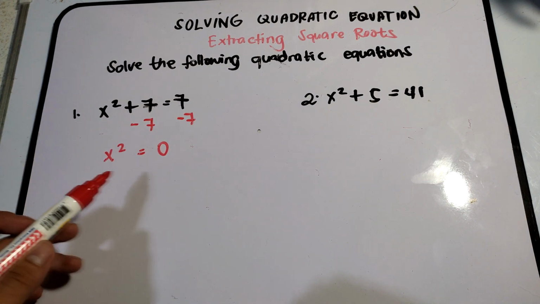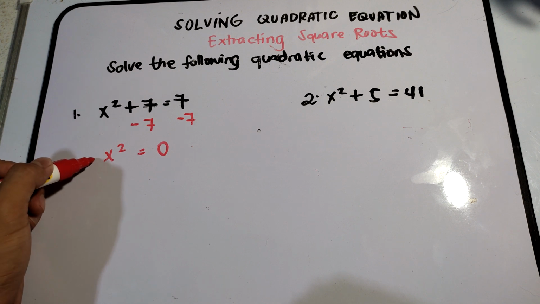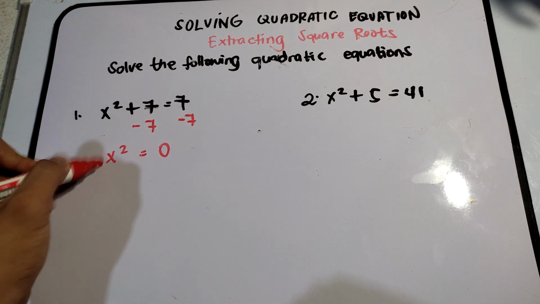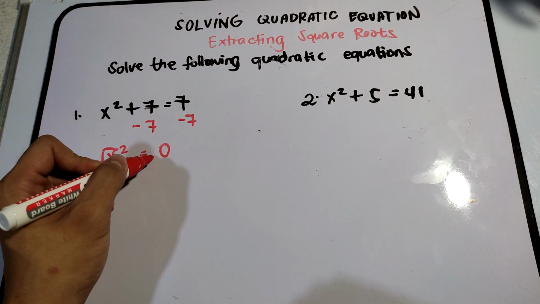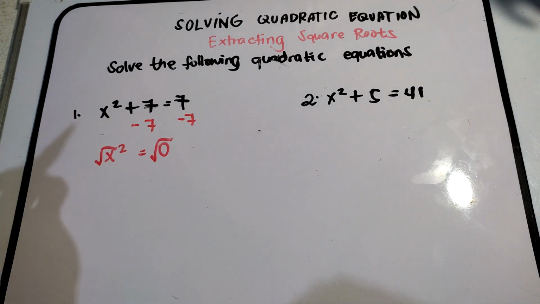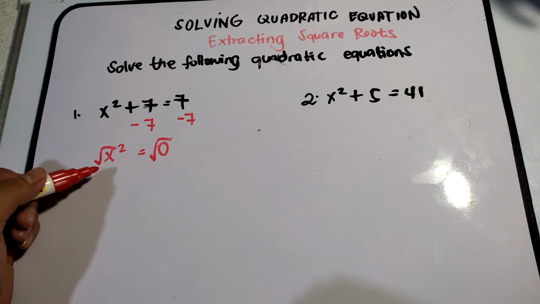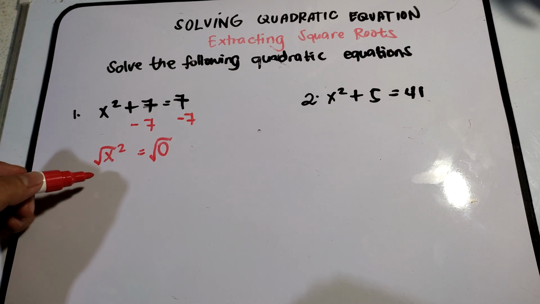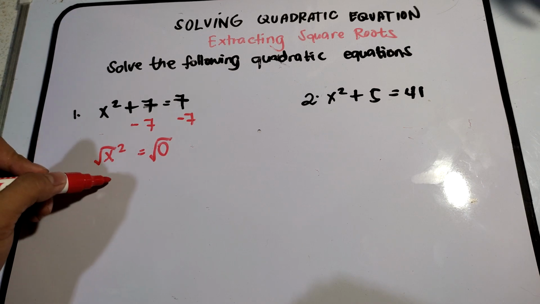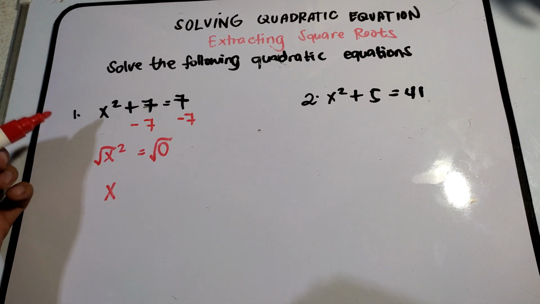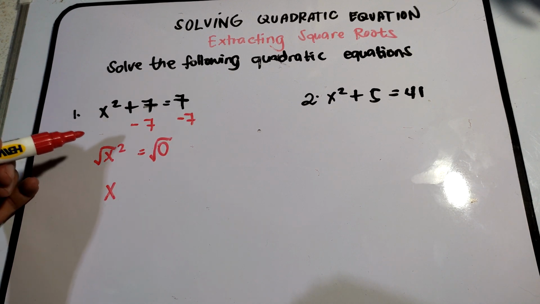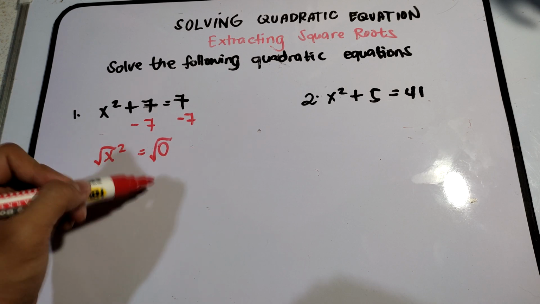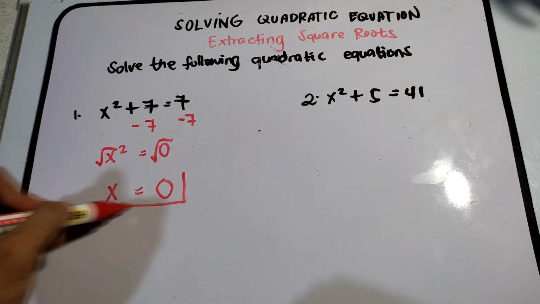Here we have x squared is equal to 0. We will get the square root of x squared and square root of 0. So, kaya siya tinawag na extract ng square root. We will extract the square roots of the equation. So, square root of x squared is x, and square root of 0 is equal to 0.